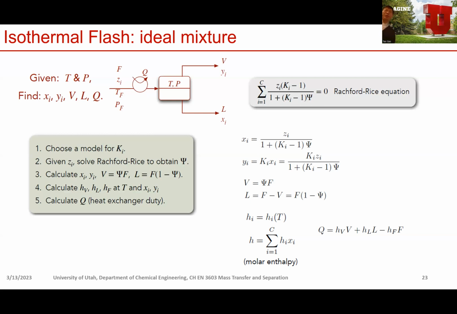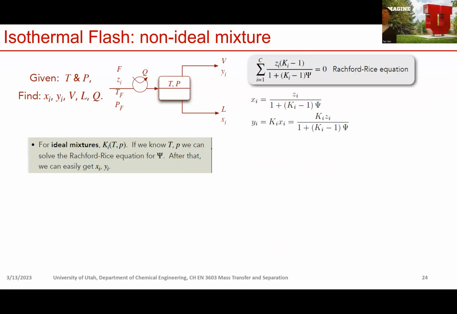Okay, that's for the ideal mixture. So it's kind of straightforward. For non-ideal mixture, it's a little bit more complicated. Now the difference is, for ideal mixture, the K value is only dependent on temperature and pressure, right? In this isothermal flash condition, temperature and pressure are given, so we can just compute the K value right away. Then using this K value, we can solve the Rachford-Rice equation to get psi, right?